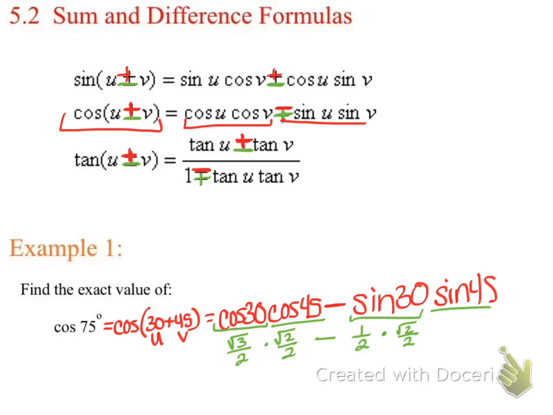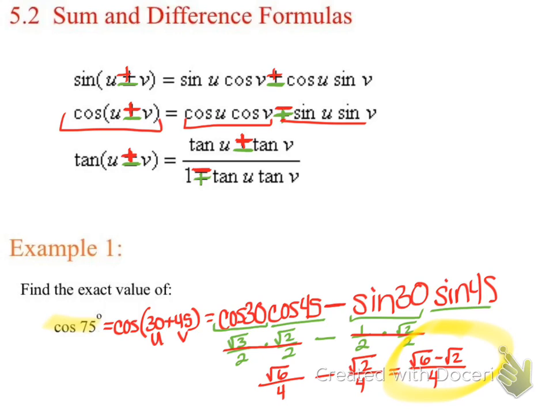And now I simply evaluate using my fraction skills. Order of operations, multiply first. Multiplying across the top, I get square root of 6, and across the bottom, I get 4. The second fraction, I'll get 1 times square root of 2, which is square root of 2, over 4, because 2 times 2 is 4. Last but not least, I can put these all into one fraction because they have like denominators. And I am done with that answer. That is the exact answer for the cosine of 75.